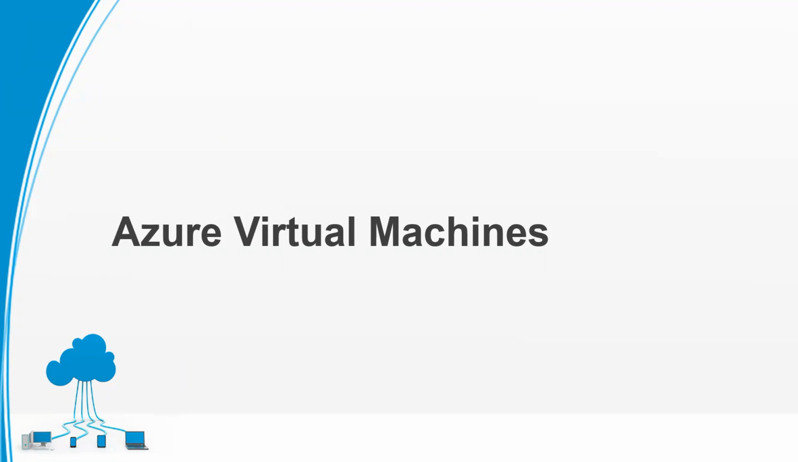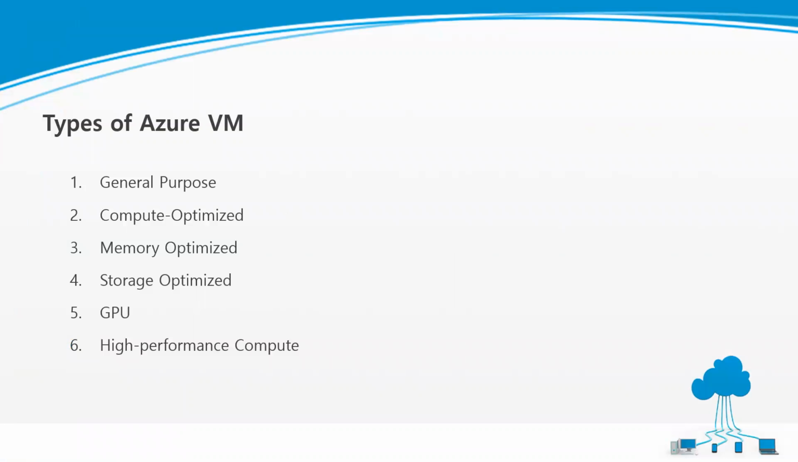Now, in general, there are different types of Azure virtual machines. So, what are they? They are general purpose, compute optimized, memory optimized, storage optimized, GPU, and high performance compute. Let's try to understand each of them. What is general purpose? General purpose has a balanced CPU to memory ratio and is suitable for testing and deployment of database ranging from small to medium.